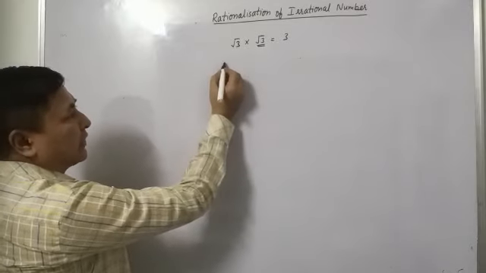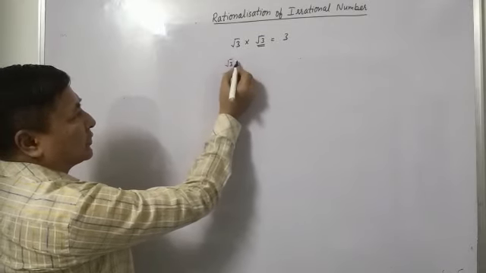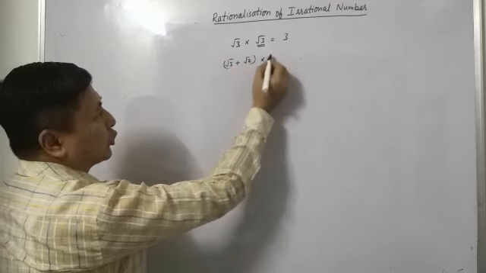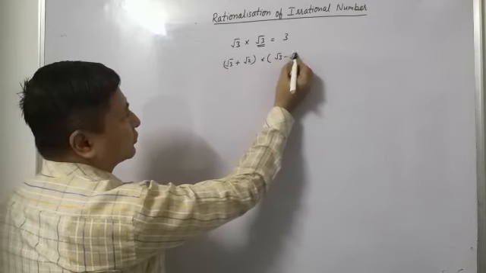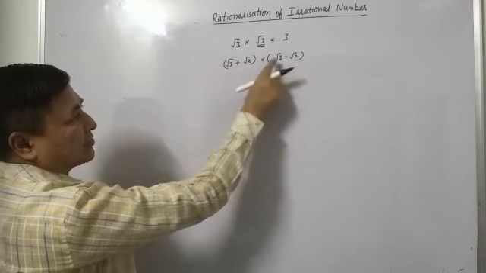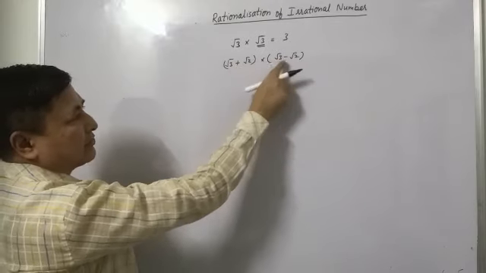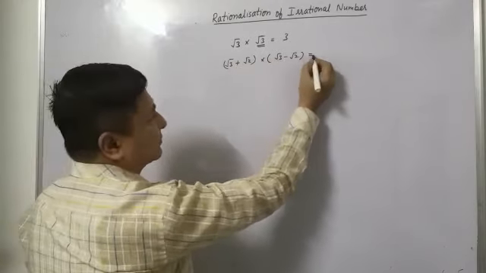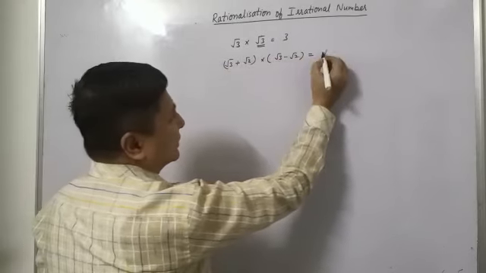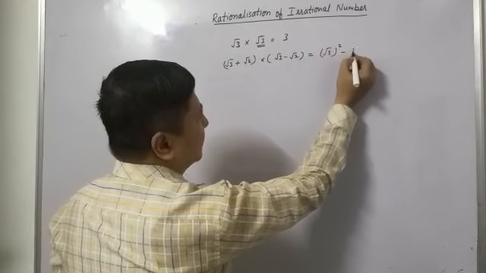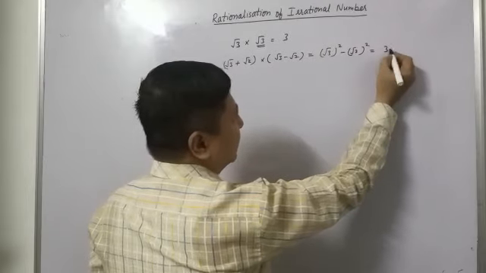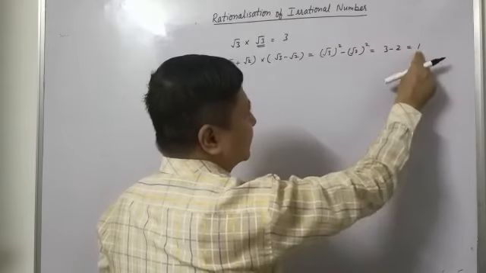Now if you want to find the rationalizing factor of root 3 plus root 2, then we will multiply it by root 3 minus root 2. We take the opposite sign: if it is plus, we write minus here, and if it is minus, we write plus here. Let us solve this using the formula (a plus b)(a minus b), which is root 3 square minus root 2 square, a square minus b square, and that is 3 minus 2, which equals 1. So this is a rational number.